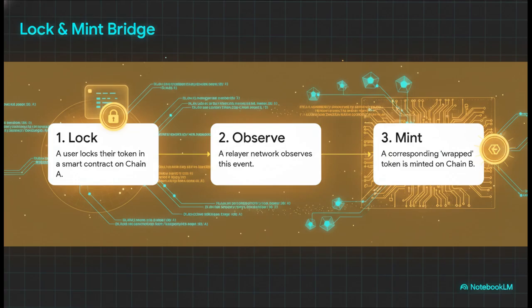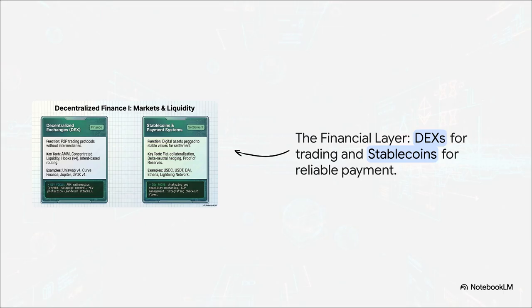So step 1, you take your token and you lock it inside a smart contract on, let's say, chain A. Step 2, a bunch of observers, like a digital neighborhood watch, see that you've locked your token. Once they all agree, they trigger step 3. A corresponding wrapped version of your token is created, or minted, over on chain B. Now you can use that new token to do whatever you want on that second chain. And if you want to go back, it's just the same process in reverse. You burn the wrapped token, and your original one gets unlocked back on chain A. Simple as that.